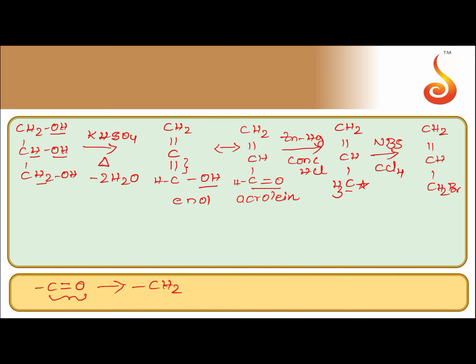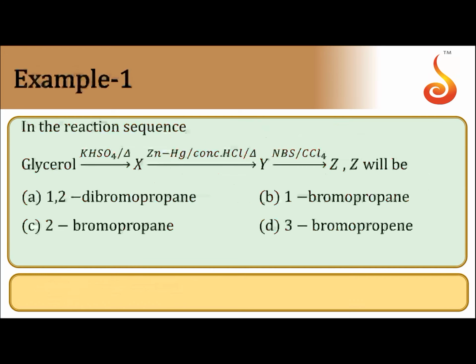What is the name of this compound? 3-bromopropene. The final product obtained here is 3-bromopropene. So your answer is D here, 3-bromopropene. Z is 3-bromopropene.